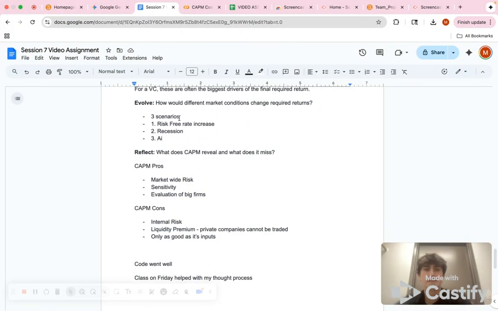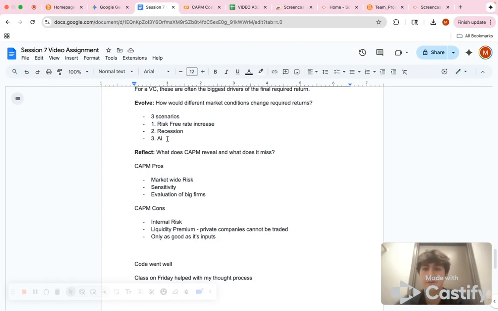So with the market conditions that change the required risk, the three scenarios: the first is the risk-free rate. If that increases, then all of them are going to move with it. Let's talk about a recession. That's where all the ones with the beta that are relevant to the market are going to move with the recession. So everything's going to go down. The stock market's going to crash. Everything's going to crash, especially the ones with the higher betas.